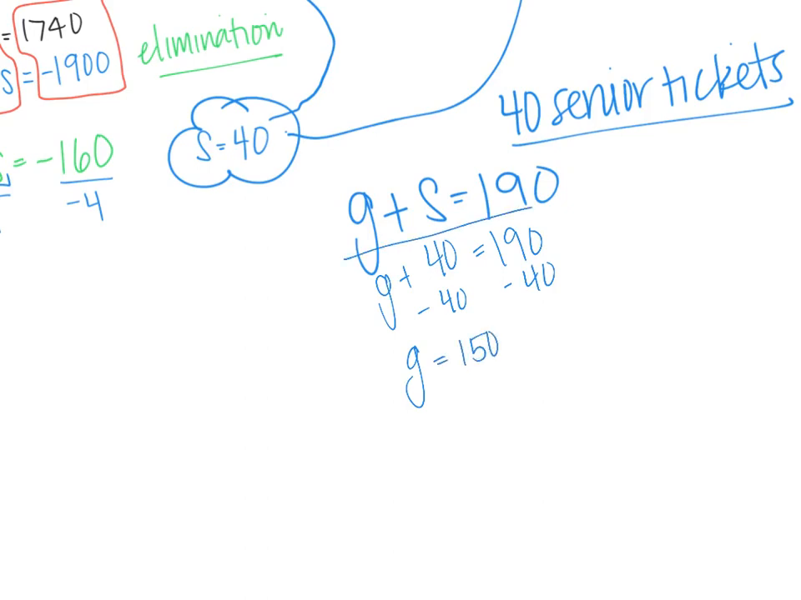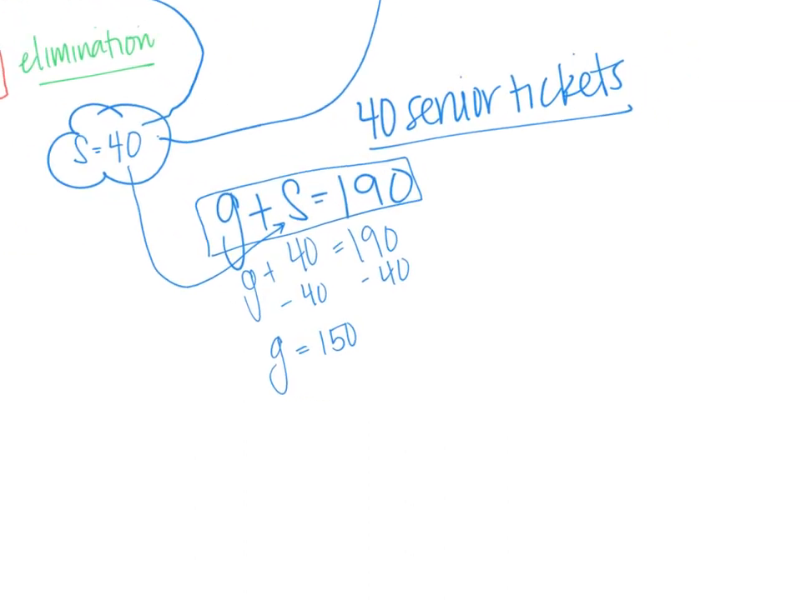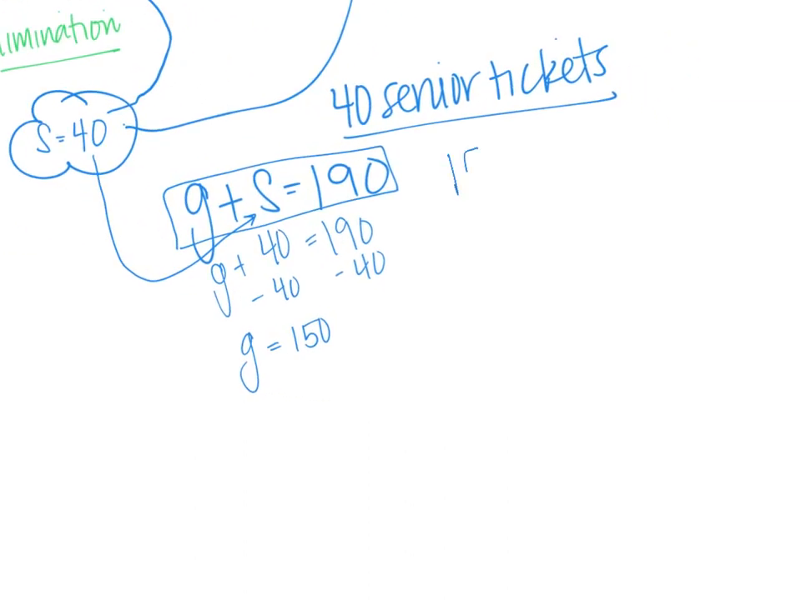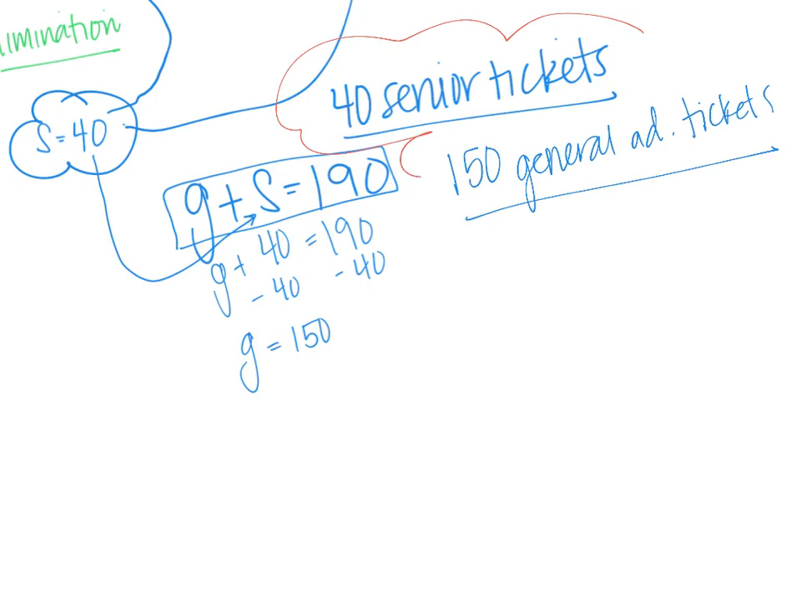So again, I took the second equation from my little system, and all I did was plug in that information that I just found, S equals 40. And so then that tells me that G is 150, which G stood for the number of general admission tickets. And so I've solved the problem by telling it I want to know how many of each type of ticket was sold. So there's 40 seniors and 150 general admission.